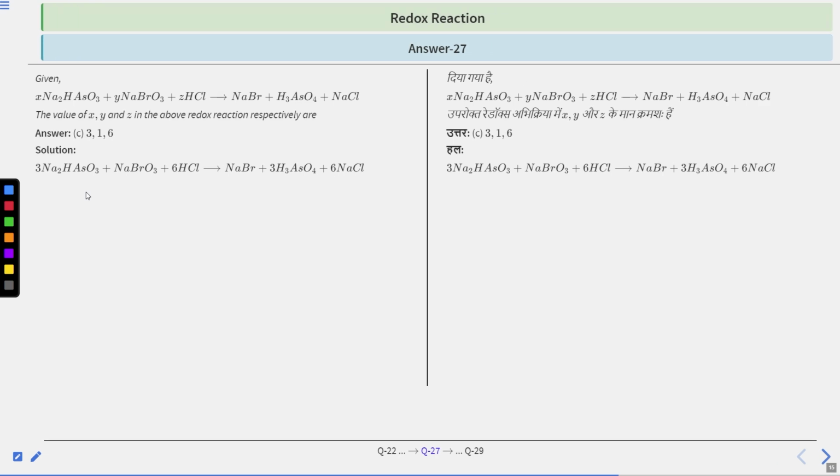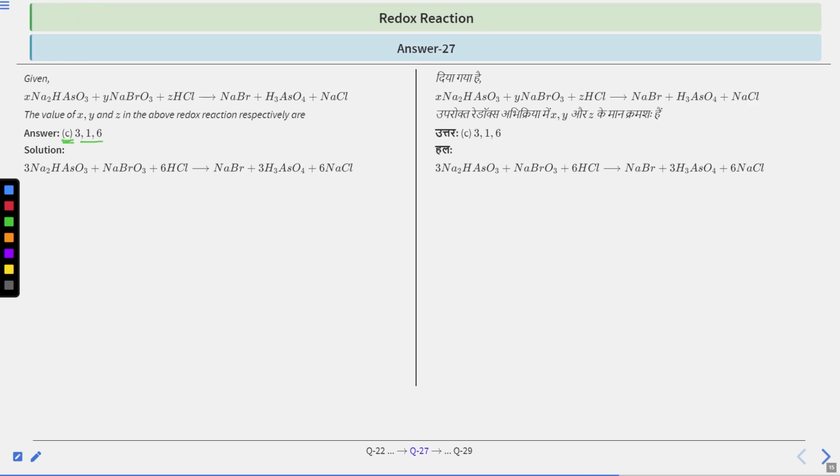Okay, let's see. The correct answer is option C, that is 3, 1, 6. So this is the balanced reaction: 3 Na2HAsO3 plus 1 NaBrO3 plus 6 HCl, giving us NaBr plus 3 of H3AsO4 plus 6 of NaCl. So X is 3, Y is 1, and Z is 6. So option C, that is 3, 1, 6 for X, Y, and Z values, is the correct answer.